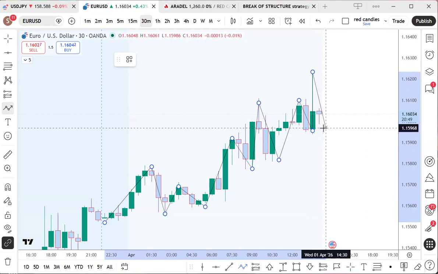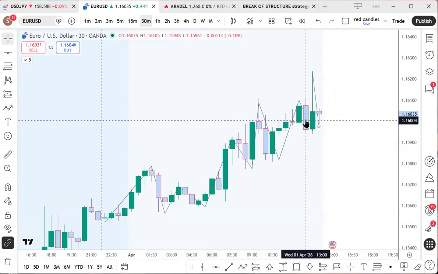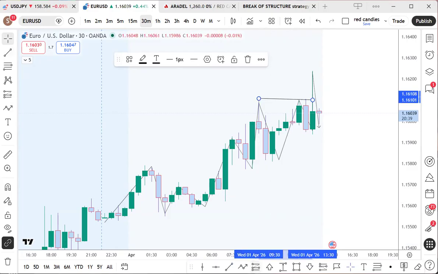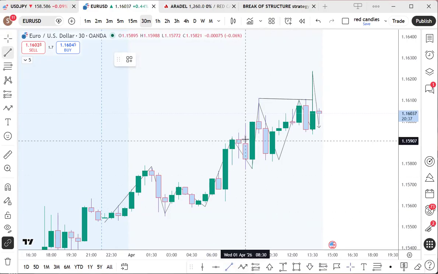So this whole zone here, this is where price is now. Where's our break of structure? Our last break of structure, this one, is a weak break. Okay, let's look for the body break. Which one has a body break?